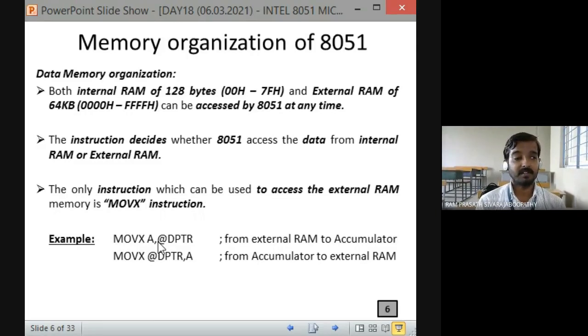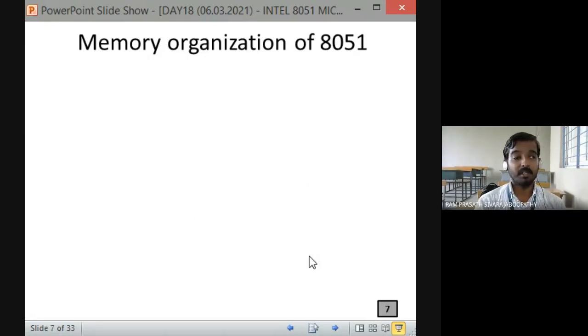That's it. When I say external RAM, what about the size of the address? Just now you have typed. When we say external memory, what is the size of the address? 16 bit is the correct answer. The memory size is 64 KB. The number of address bits to address the memory location is 16 bit only. Then coming to the internal RAM memory, how is it organized?